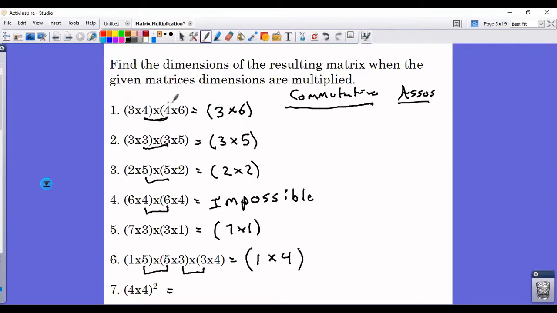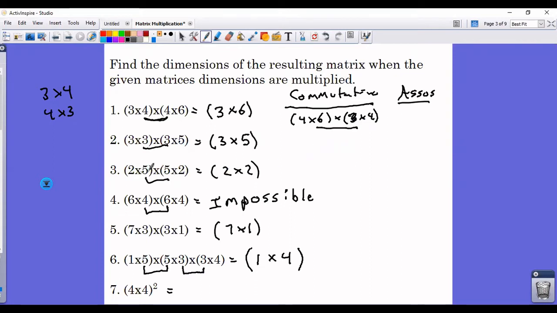Commutative property says that, like in regular numbers, 3 times 4 is the same as 4 times 3. Right? No big deal. In matrices, it doesn't work, because you can multiply a 3 by 4 times a 4 by 6, but you can't switch that around and do a 4 by 6 times a 3 by 4. They won't match in the middle anymore.